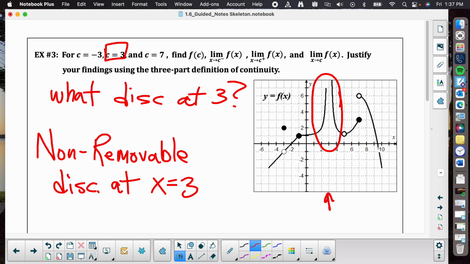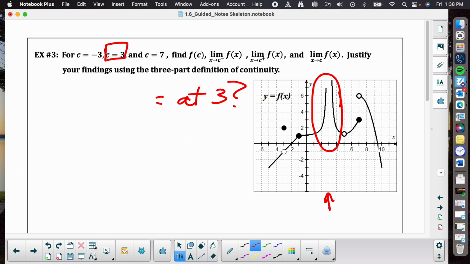I was just gonna say, how come it's non-removable? Sometimes it's much easier for people to know which ones are removable. Removable can only look like one thing. A hole. So that one's removable, that one's removable, that's not. But a vertical asymptote is non-removable and can be called an infinite non-removable. Okay, good?